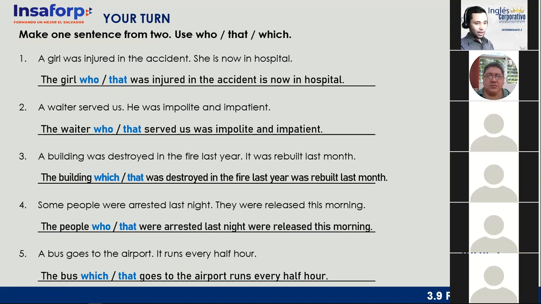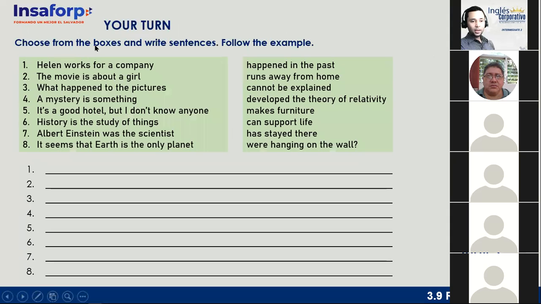Okay, let's continue. This is going to be the last exercise today. Your turn. Choose from the boxes and write sentences. Follow the example.